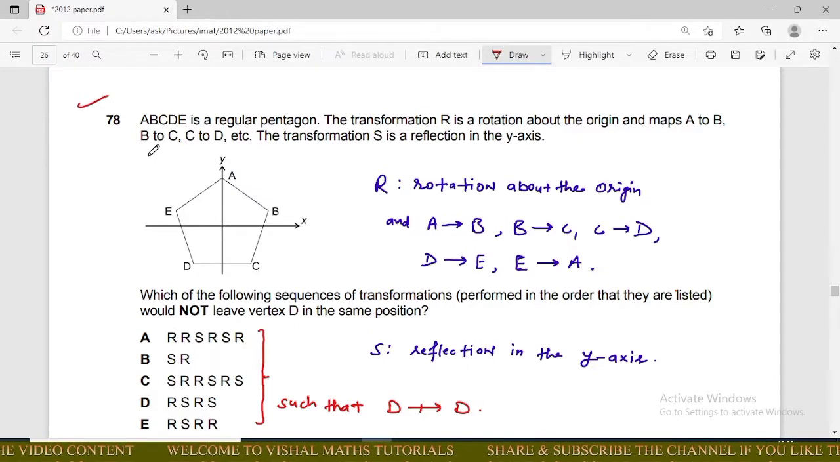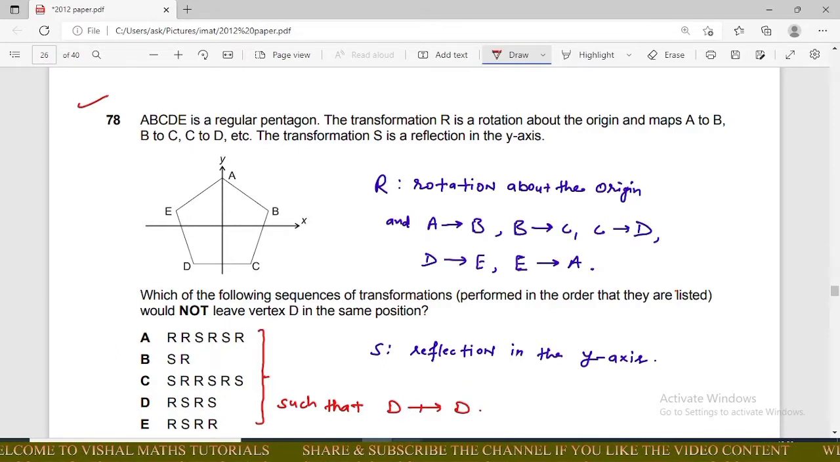Next question. ABCDE is a regular pentagon, and in this question R is a rotation about the origin such that it maps A to B, B to C, C to D, D to E, and E to A. And secondly, S is a reflection in the y-axis. Now in this question we have to find the option such that D does not map to D.